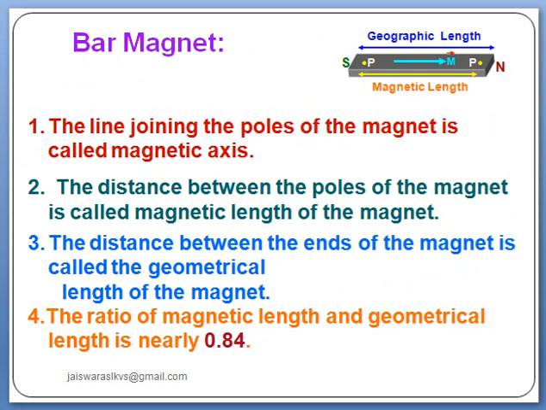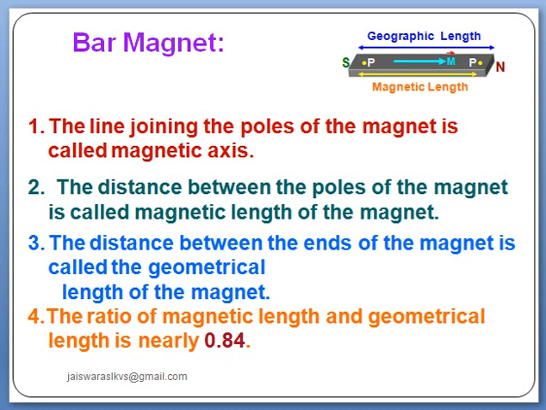See, in a bar magnet there are two very important terminologies, that is geographic length and magnetic length. These are two terminologies related to a bar magnet, and they are very important. It's a new concept, you are supposed to memorize it. Let us see first the magnetic axis. The line joining the poles of a magnet is called the magnetic axis.